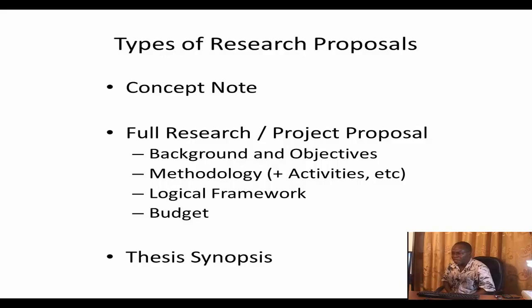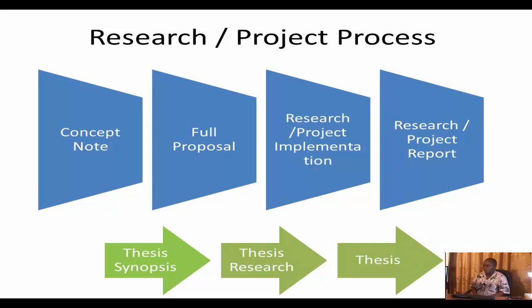Now, as indicated under the full research or project proposal in this slide, the proposal, and also the concept note, but particularly the proposal, would usually have a background section and objectives. We'll get into this in a minute. And then there would be something about the methodology. How are you actually going to do this research? What activities are you going to undertake? And then there are two sections that are critical for major research or project proposals. This is the logical framework and also the budget. I won't say more about it for now, but let's get into it. Let's see what comes out.